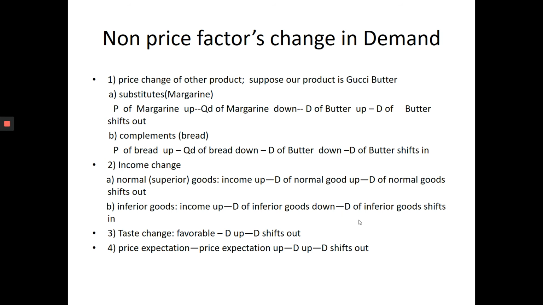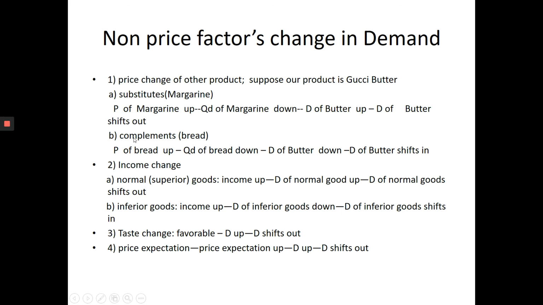Suppose the price of margarine goes up, and based upon the law of demand, the corresponding quantity demanded of margarine will fall. Then since you cannot afford expensive margarine, you are more likely to switch to butter. So butter demand will go up, not because the price of butter went down, but at the same price, consumer interest has changed to buy more butter. So the demand schedule of butter shifts out.